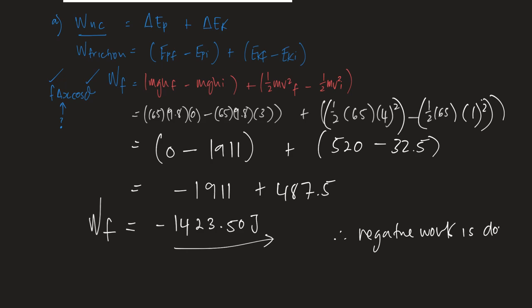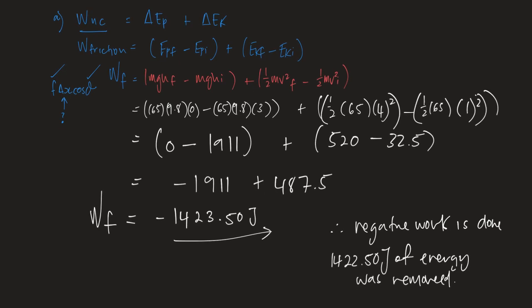So I know, therefore, that negative work is done, and 1423.50 joules of energy was removed from the system. So I know there's no conservation of energy happening there. Right, so that is how you would get to this.